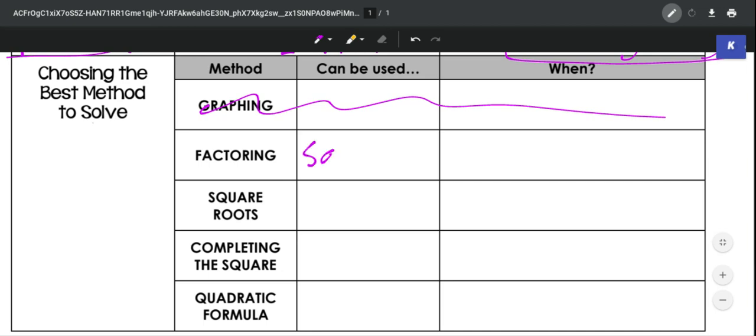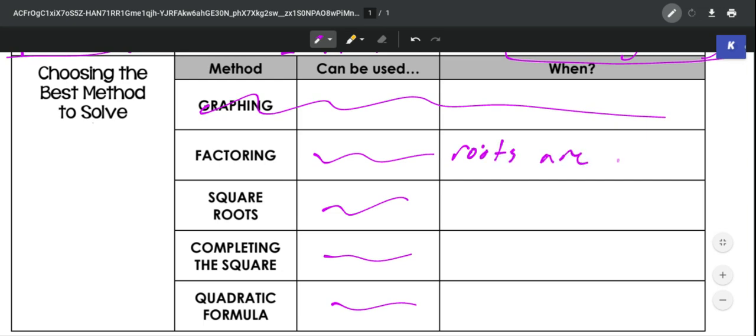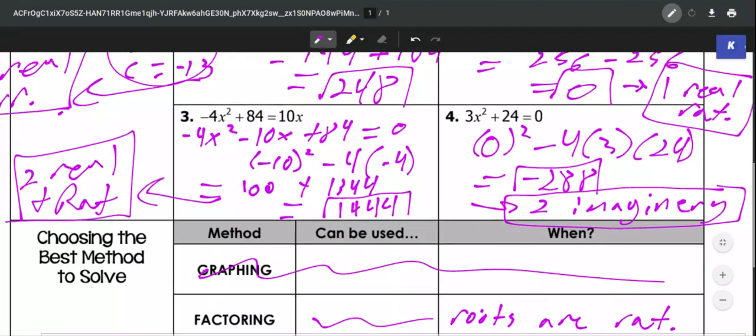So factoring can be used sometimes. This isn't as important because I'm just going to tell you when. So don't worry about when it can be used because they can always be used in different scenarios. Just worry about the when column, like when can I use them. So when should you use factoring? When your roots are rational. So when our roots are rational, we would use factoring.